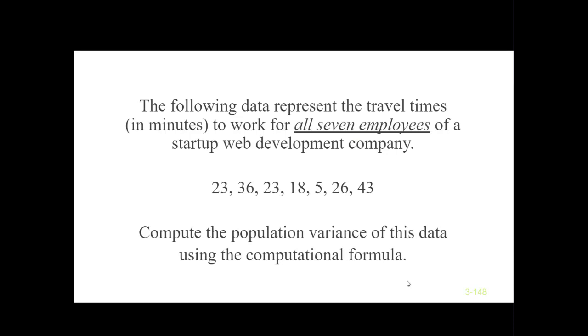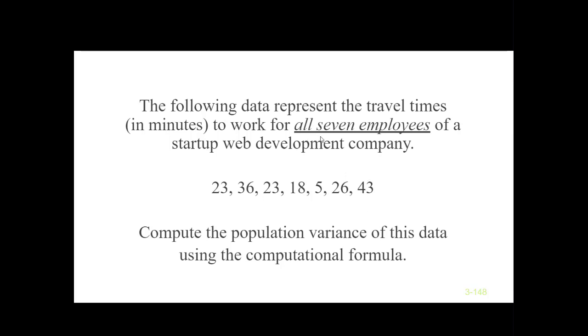So this data represents the travel times in minutes to work for all 7 employees of a startup web development company. All the employees that work for this company go to work, and they measure how long it takes them to get there. This person takes 23 minutes, this person 36, this person 23 minutes, this person 18 minutes, this person 5 minutes, this person 26 minutes, and this last person 43 minutes.